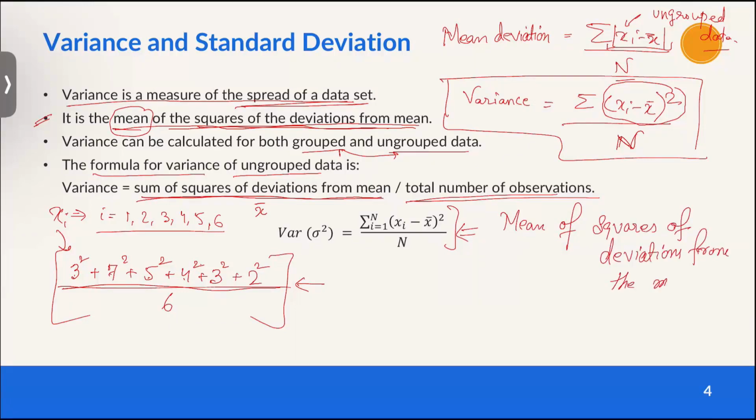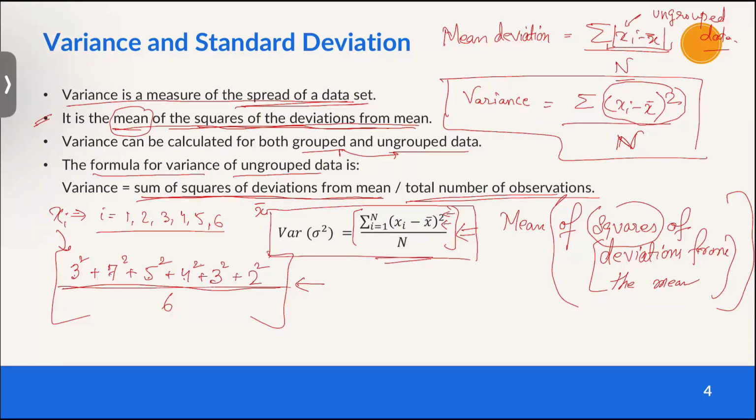First we calculate the deviation from the mean, square it, and then take its mean. Got it? It is here also. First we take the deviations from the mean, square them, and then take the mean of those squared deviations. So this is variance. So if we have variance, why is there a need for standard deviation?